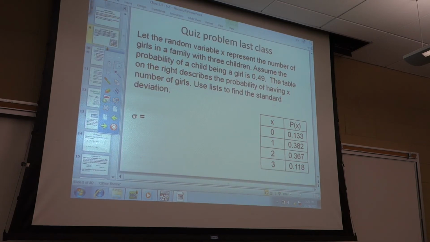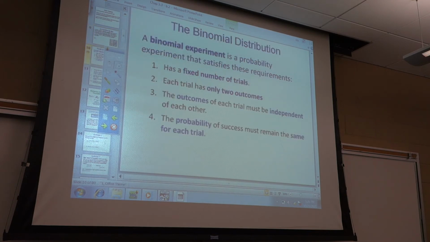Oh, if you get an error, sometimes it might be that your lists are not the same length. If your lists are not the same length, you'll definitely get a syntax error. That's one very common thing that happens. Okay.